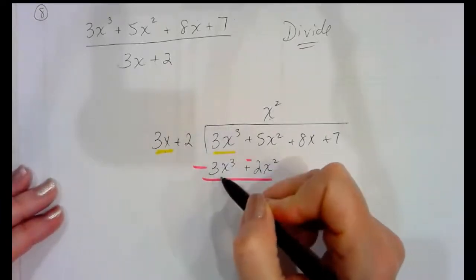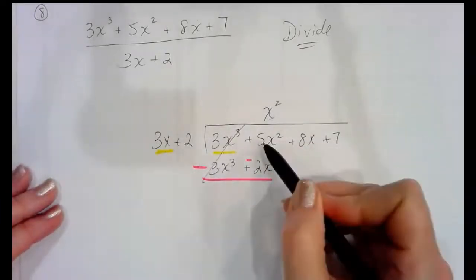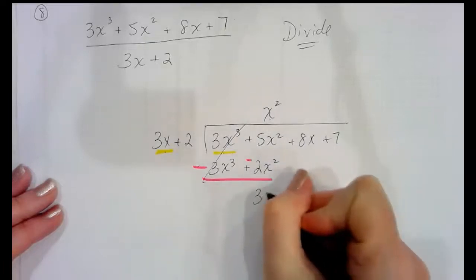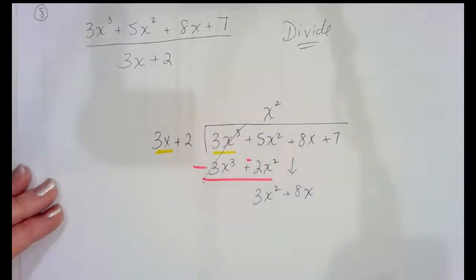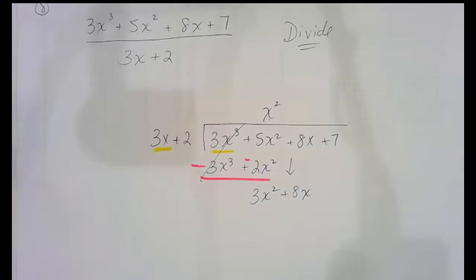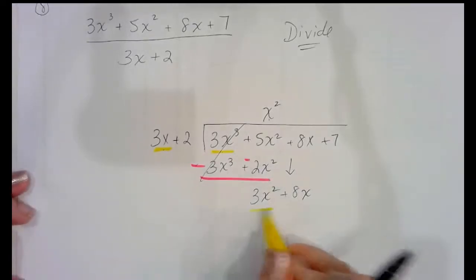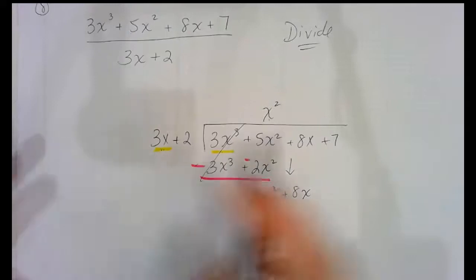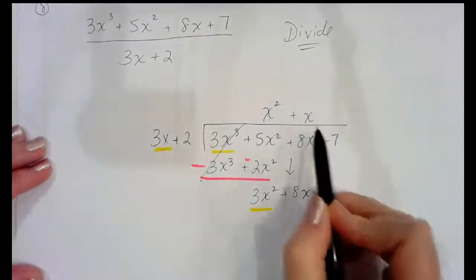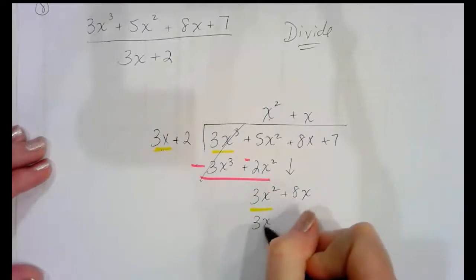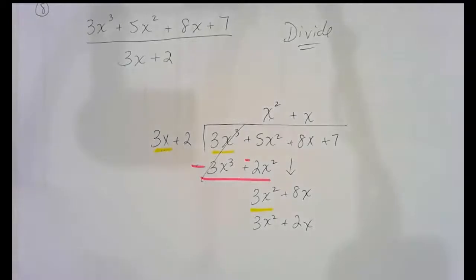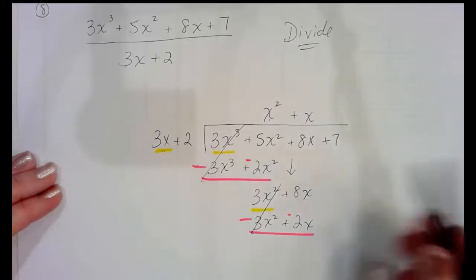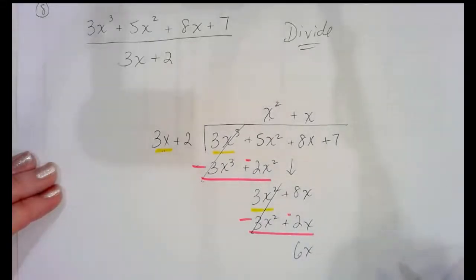So this column should always cancel. 3 minus 3 cancels. 5 minus 2, 3x squared. And we just subtracted. Now we're going to bring down. Keep all your terms lined up as neatly as possible. And then do your comparison again. 3x squared divided by 3x is simply plus x. X times 3x is 3x squared. X times 2 plus 2x. Draw the line, change the sign in order to subtract. That should always cancel. 8 minus 2, 6x.